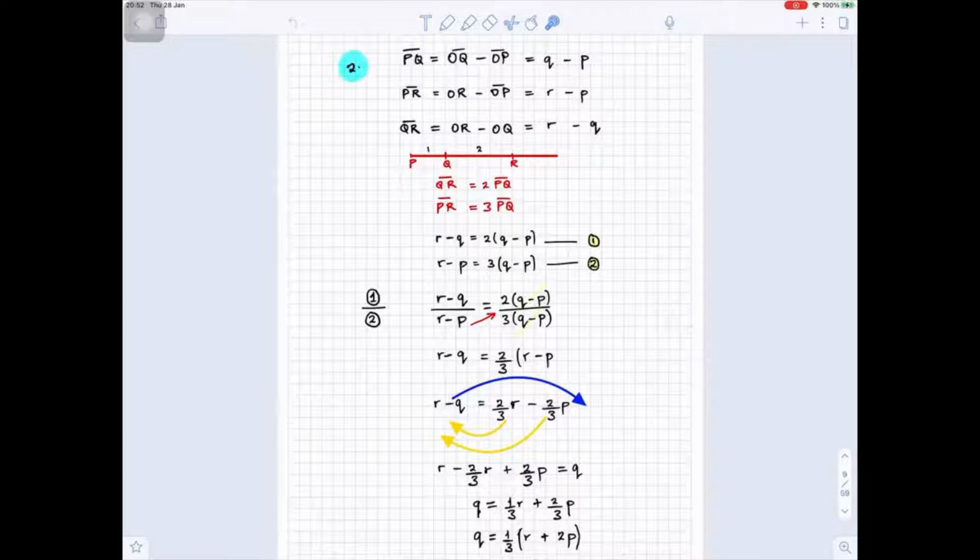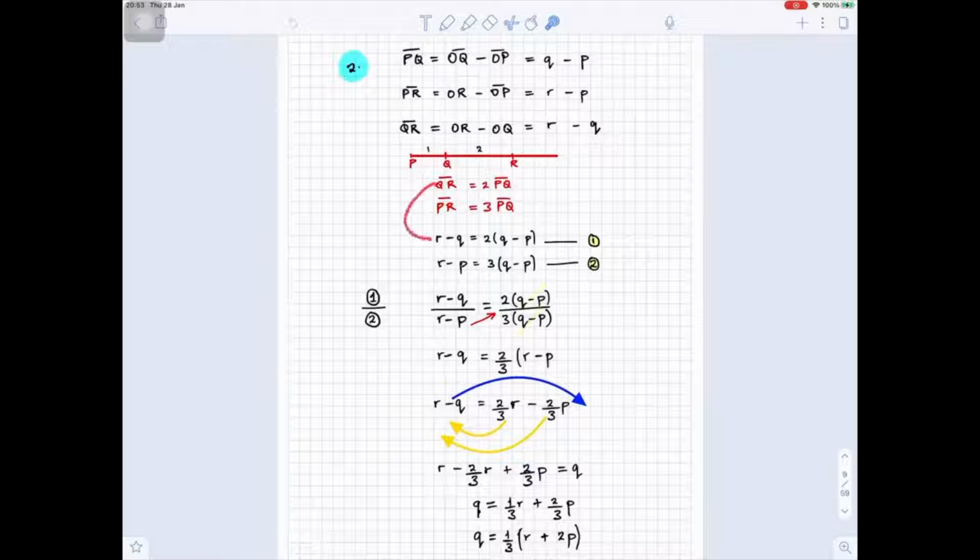And PR from one end to the other end is the same as 3 times PQ. So if you divide that into 3, 1, 2, 3, each one is PQ. 3 times that is PR from one end to the other end. Now, we have these two equations.